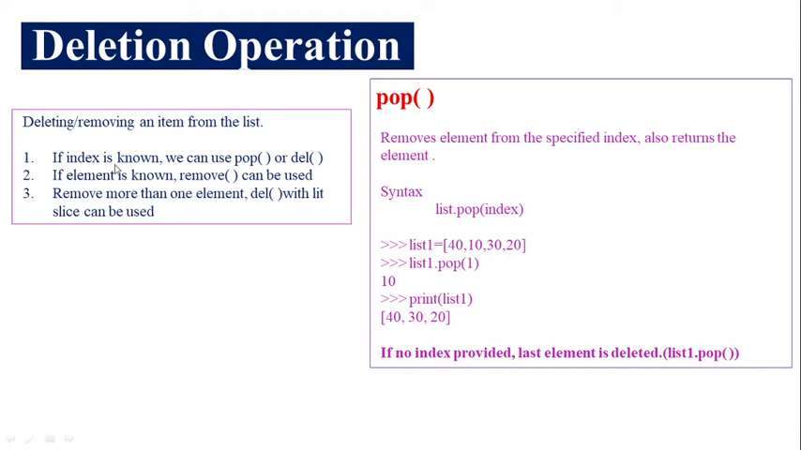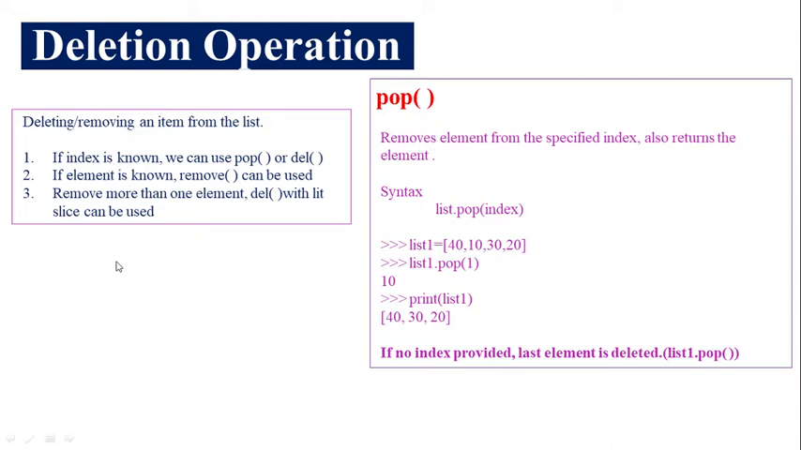The first: if the index is known, that means if the subscript or the position of an element is known, we can use either the pop function or the del statement. Del is not a function, it is simply a statement, so you can avoid the parentheses. The second: if the element is known, not the index, the remove function can be used. Then to remove more than one element, the del statement with slicing can be used. Del is not a function, it is a statement, used with slicing. So these are the three different ways to perform the deletion operation.